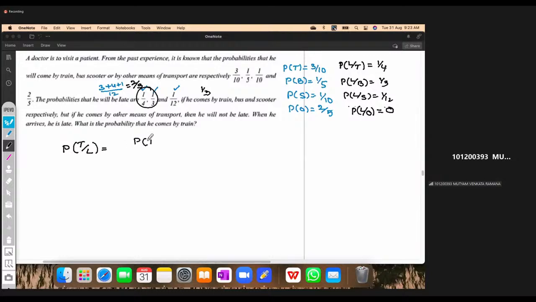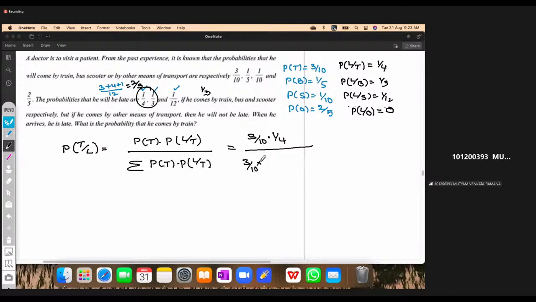So probability of choosing train into probability of late given train, by sigma of probability of train into probability of L given T. So this is equal to 3 out of 10 into 1 out of 4, by 3 out of 10 into 1 by 4 plus 1 by 5 into 1 by 3 plus 1 by 3 into 1 by 3. Do we need to calculate further? Not required. So you can get the answer. Okay? This is the answer.